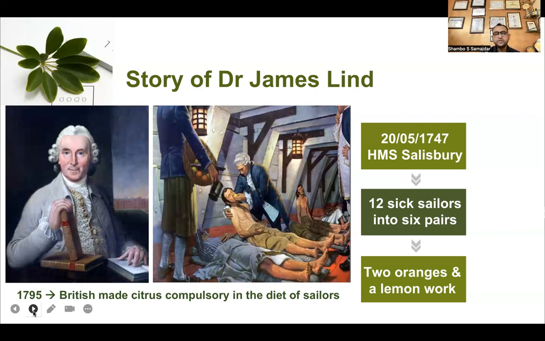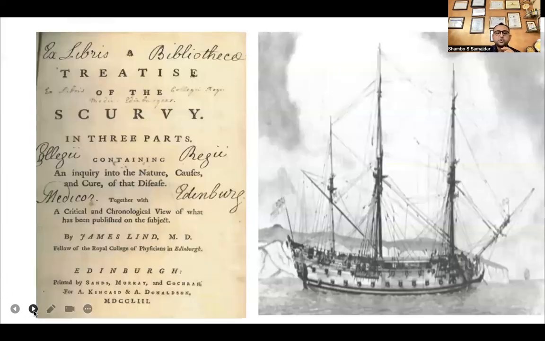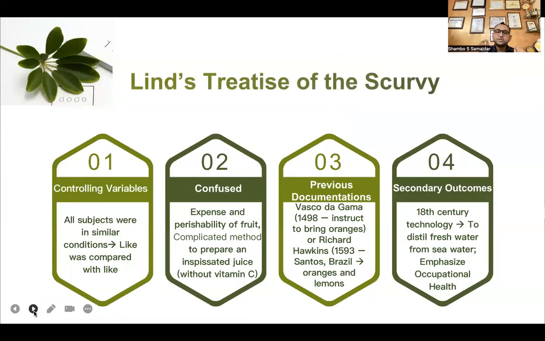After several days of treatment, the sailors who received citrus fruits, particularly lemons and oranges, showed significant improvement in their health. This observation led Lind to conclude that citrus fruits were an effective remedy for scurvy. After 1747, almost 50 years later, the British made citrus fruit compulsory in the diet of the sailors. So this was the contribution from HMS Salisbury by James Lind, and he wrote this very important book, which can be recognized as the first report of a clinical trial in the history of medical science, the Treatise of the Scurvy.